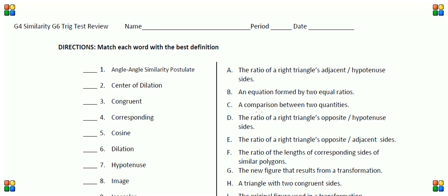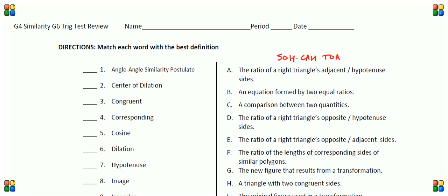So let's take a look at letter A, which says the ratio of a right triangle's adjacent over hypotenuse sides. Now, something you've been learning in class is this thing about ratios of sides of triangles, and we have learned that we can remember those ratios with the acronym SOH CAH TOA.